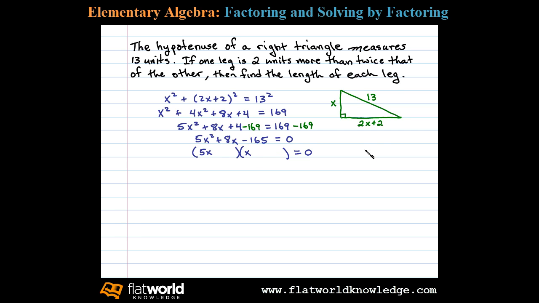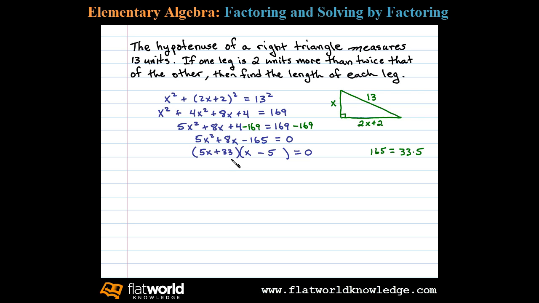Now 165 is equal to 33 times 5. If we write 5x plus 33 and x minus 5, we can see the end term, negative 165, checks out. 33 times negative 5 is negative 165.